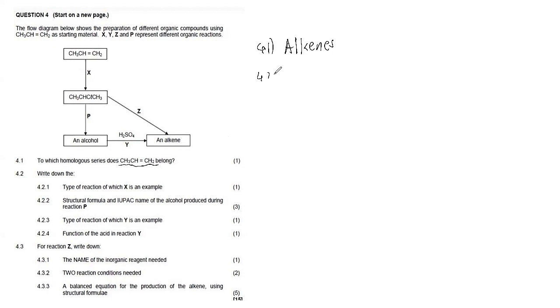Then 4.2.1 says write down the type of reaction of which X is an example. Now let's look at X. We are moving from an unsaturated compound to a saturated compound, which is a haloalkane. So from unsaturated to saturated, using USA, SSS, and SUE, we know from unsaturated to saturated is addition, right?